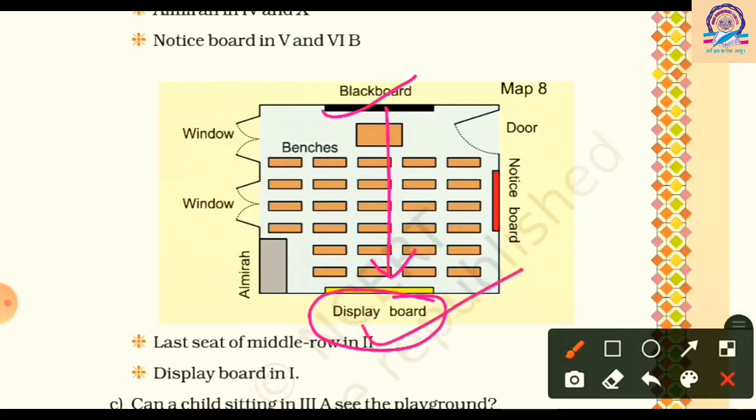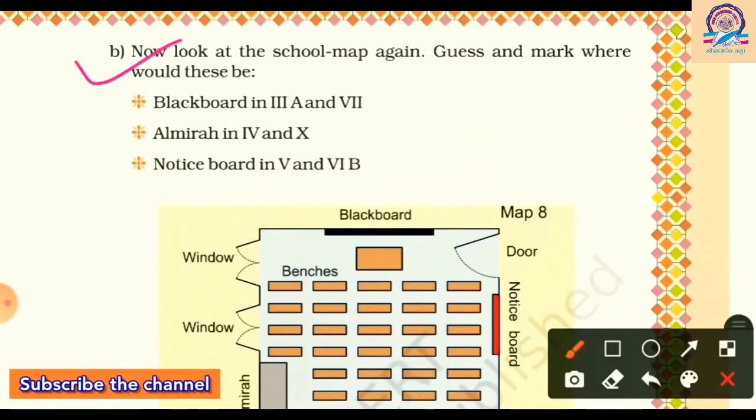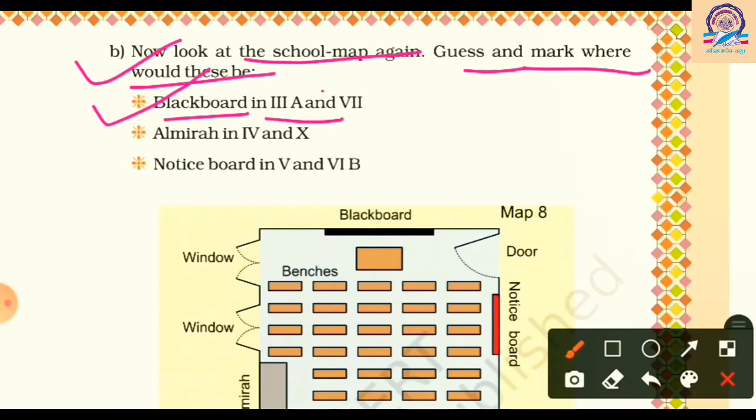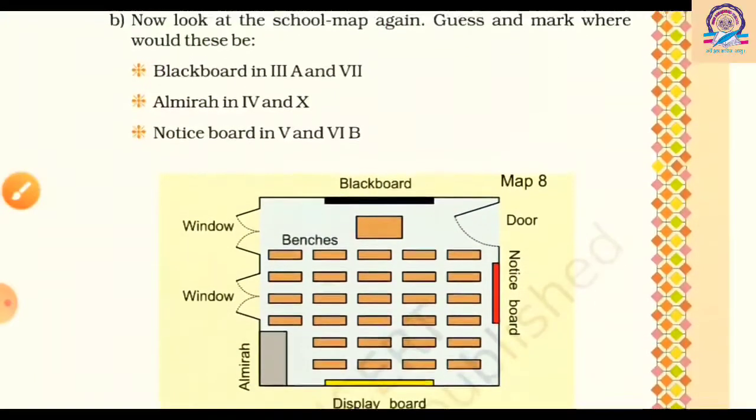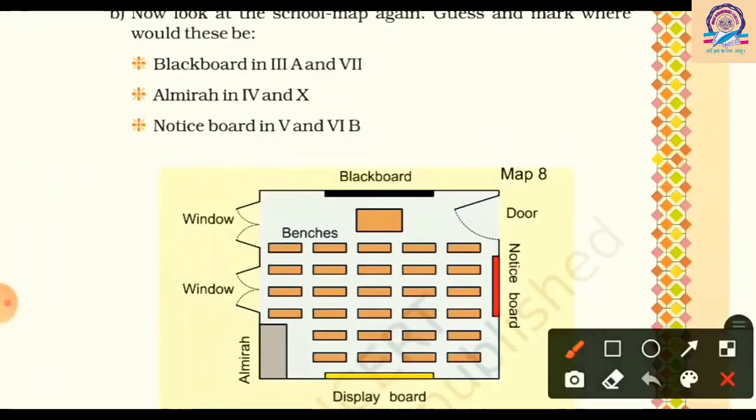Now the next question is, now look at the school map again. Guess and mark where this would be. So we have to mark the blackboard in class 3A and 7. For that we have to look at Map 7 and we have to remember this Map 8.